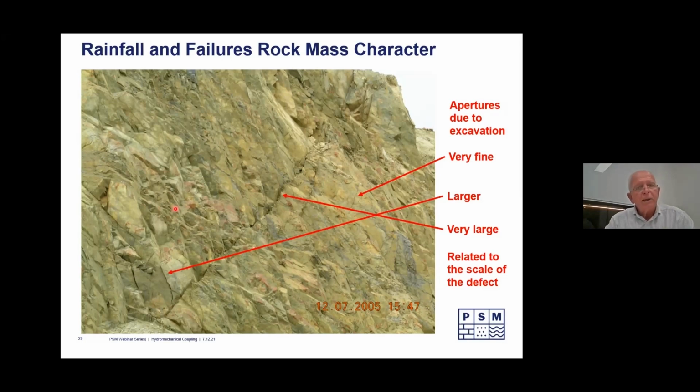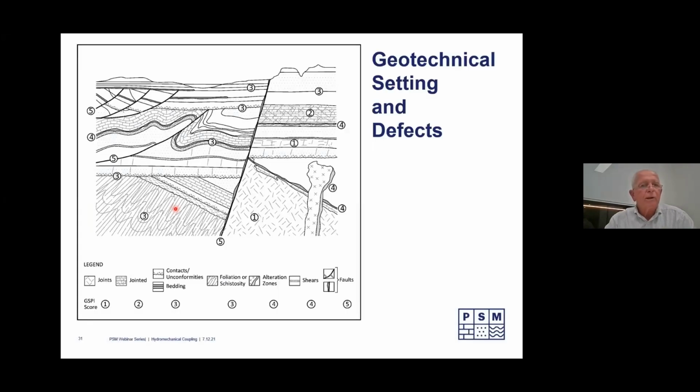That leads us into the next slide, which really talks about geotech setting. This is a slide I prepared, or a diagram I prepared to illustrate the general hierarchy of structure in soil and rock masses from 1 to 5. And we're dealing with joints to very jointed rock masses, contacts and bedding, foliation, schistosity, alteration, shears, faults. And these are all numbered up here.